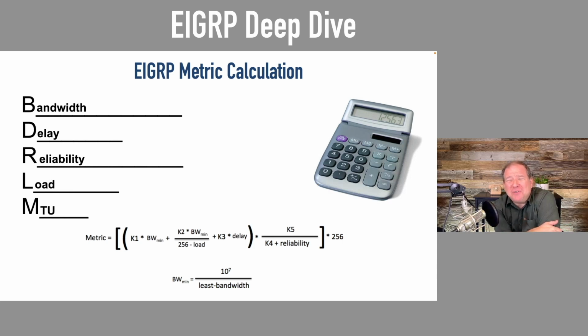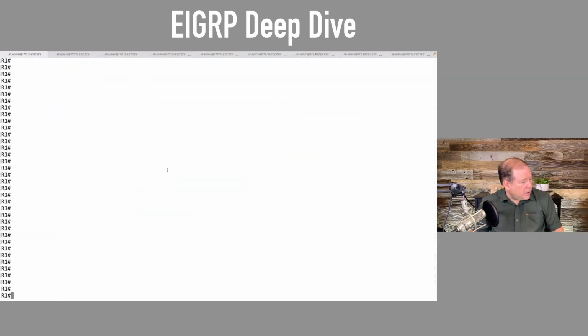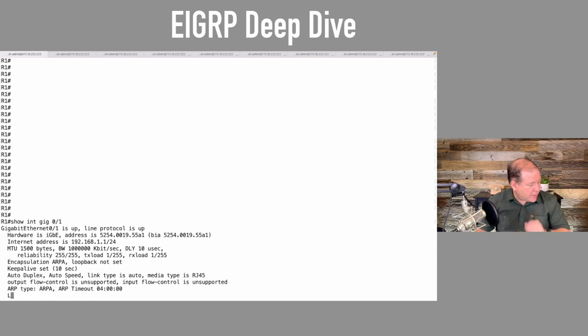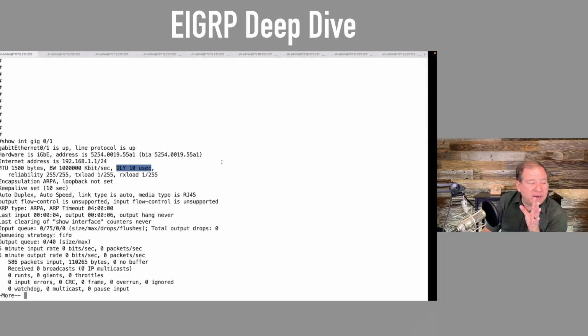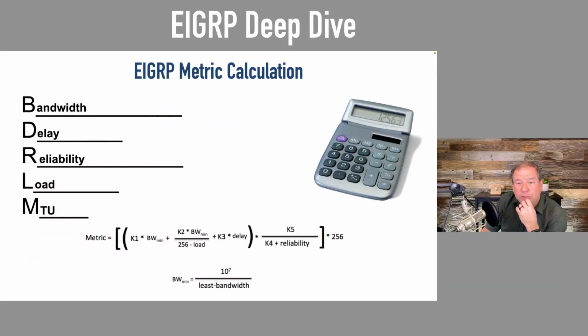Now, delay is measured in an interesting way as well. Delay is measured in tens of microseconds. Tens of microseconds. So let's just go out really quick and look at one. Here we are on a router. I'm going to say show interface gigabit 0/1. This interface has a delay of 10 microseconds. Well, when we're using that EIGRP formula, the unit of measure is in tens of microseconds, so that would be a delay of 1 as we exited that interface.